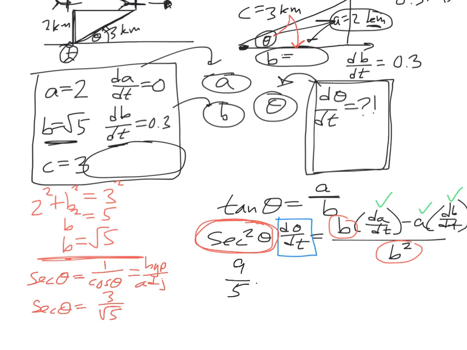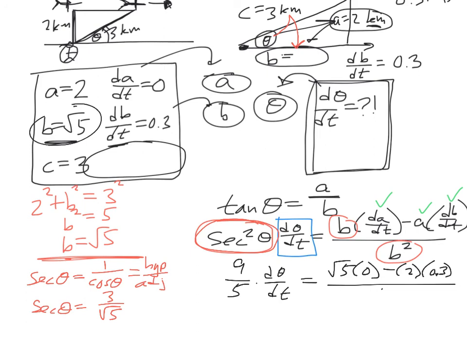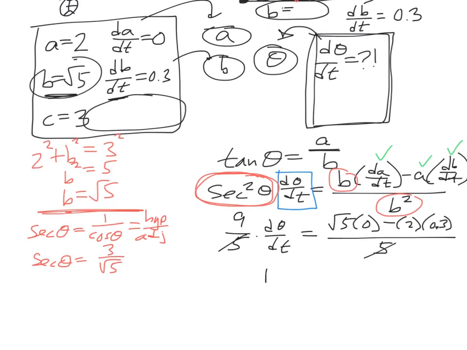9 over 5. So 9/5 times d theta dt is the b value, root 5, times dA dt, that was 0, minus the a value, that was 2, times dB dt, that was 0.3, not 300, because it's kilometers per second, divided by b squared. Well, my b was root 5, so b squared would be 5, right? I mean, it looks like I can multiply both sides by 5 to remove those things. And now, this is just going to come together really quickly. D theta dt, this also turns into 0, is negative 0.6 divided by 9.